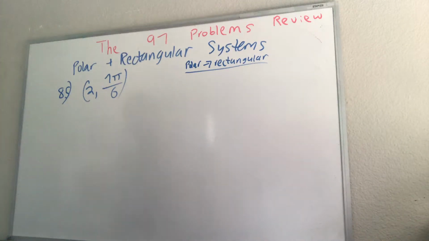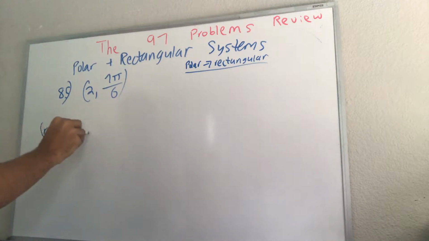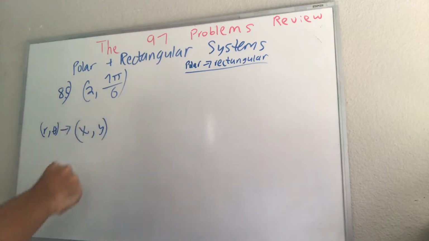So here is question number 85, right? We have the point 2 comma 7 pi over 6. This is the polar point that we're looking at. We want to convert this polar point into a rectangular coordinate point, right? So we are really saying that r comma theta needs to be converted and it needs to look like x comma y.